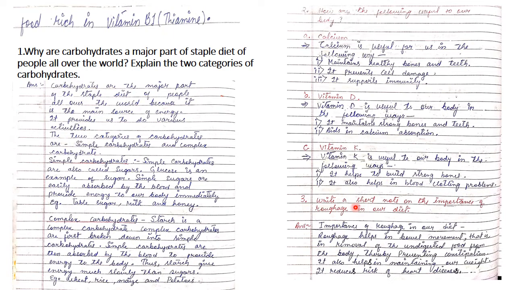Now, number 3, write a short note on the importance of roughage in our diet. Importance of roughage in our diet. Roughage helps in bowel movement, that is, in removal of the undigested food from the body, thereby preventing constipation. It also helps in maintaining our weight. It reduces the risk of heart diseases.